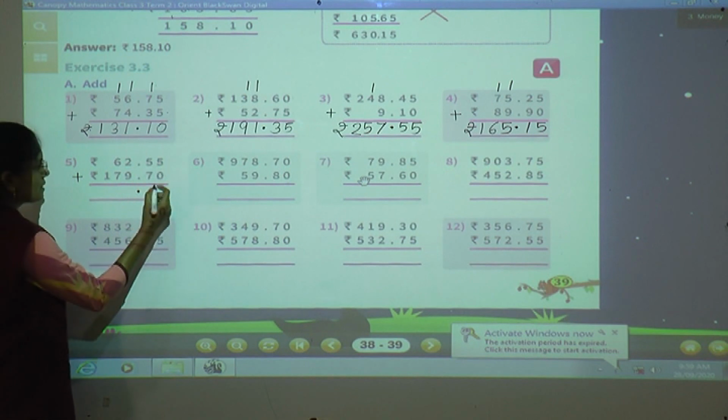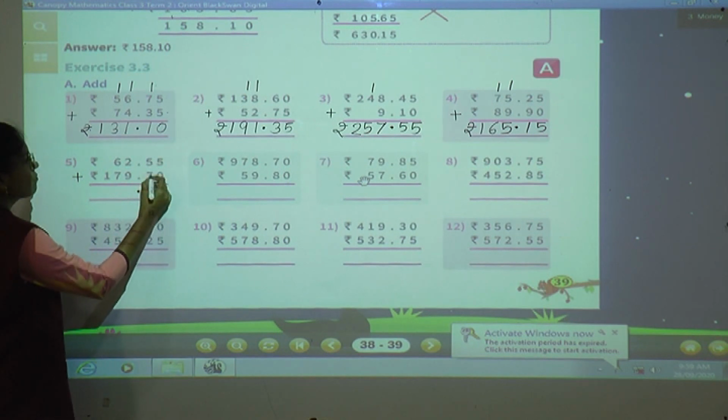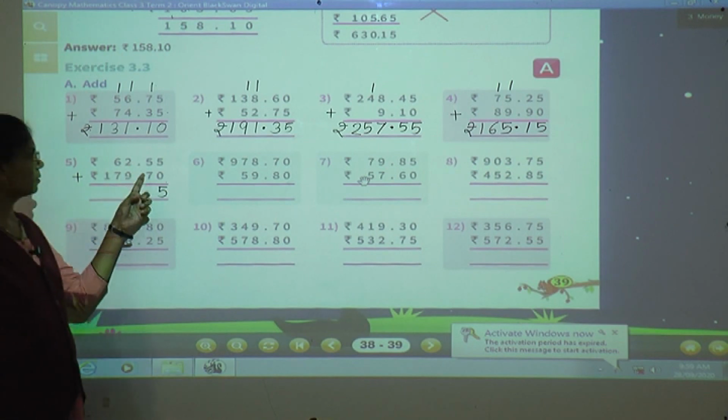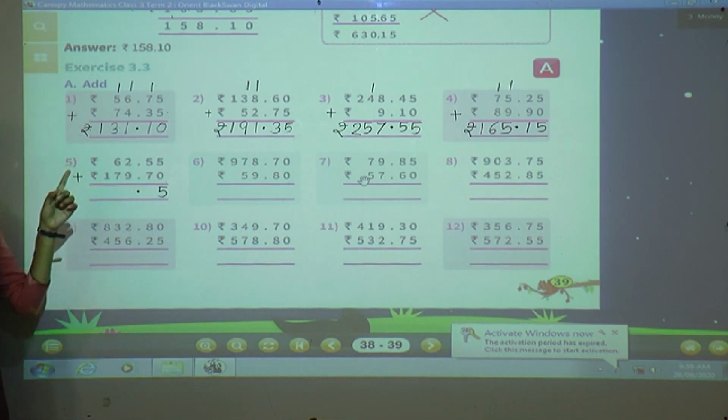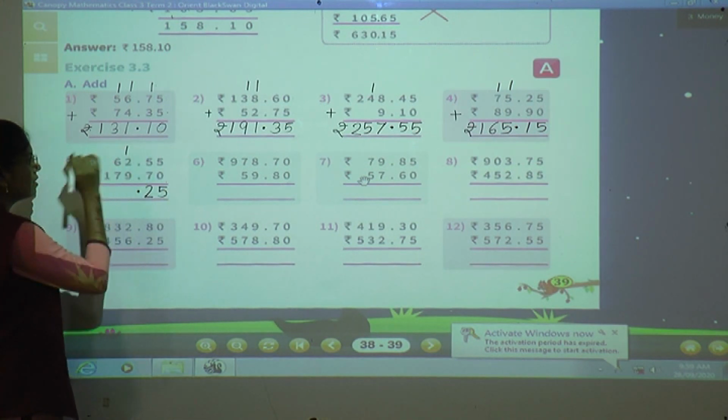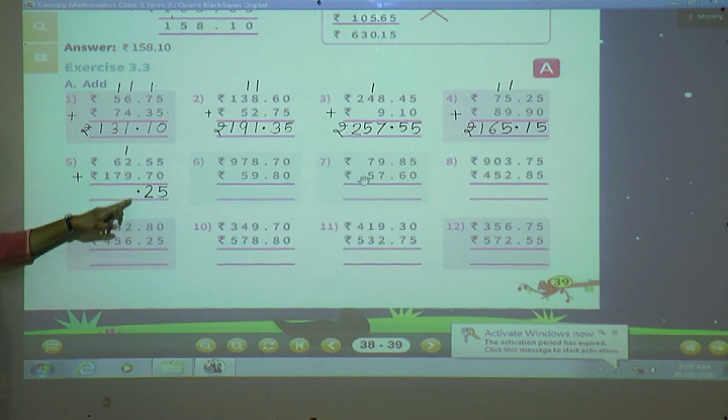Now here 5 plus 0, 5. Then 5 plus 7. Keep 5 in your mind, and for 7, show your 7 fingers. After 5 you have to count your 7 fingers. Yes, and tell me the answer. 5 plus 7, 12. So we'll write here 2 and 1 as a carry. Now here already we have given a dot, one below the other. So we'll move to the next place.